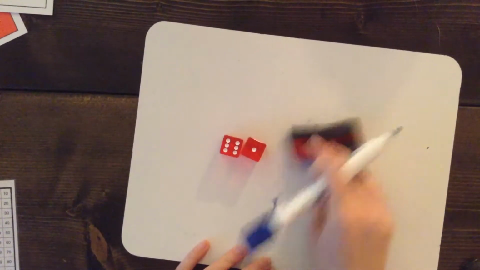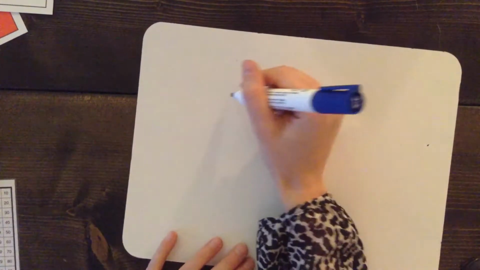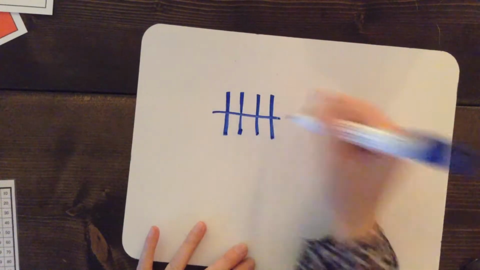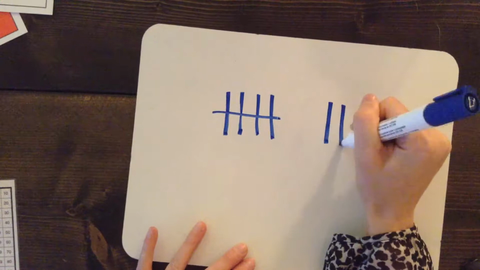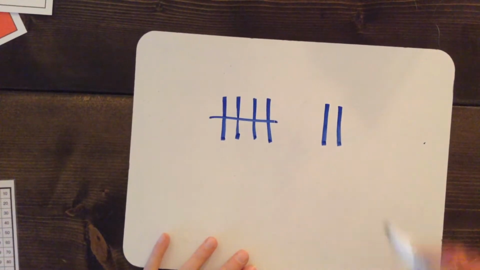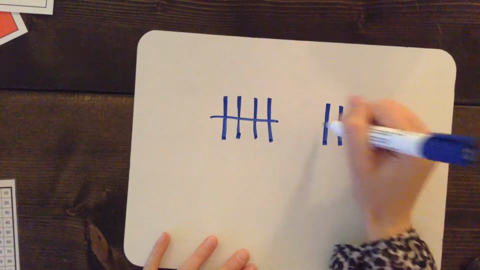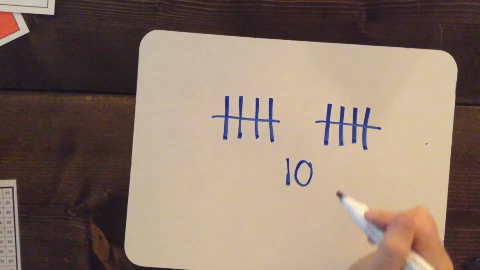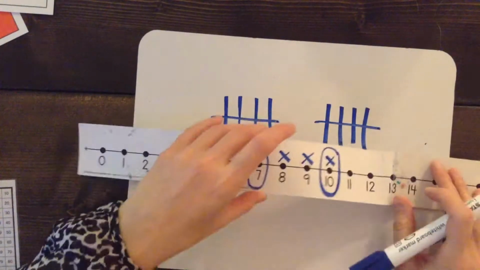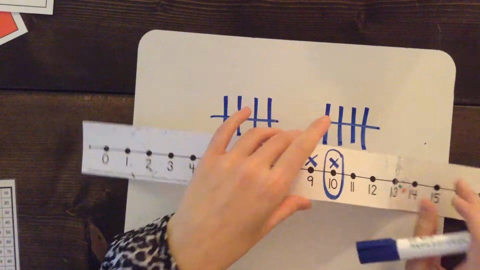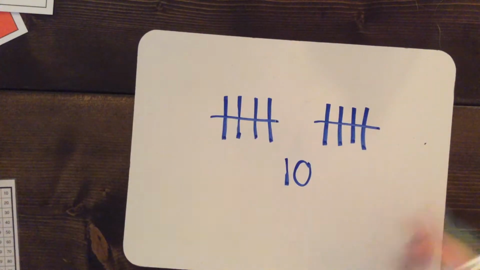We can show this with tally marks as well. Here is how we make 7. 1, 2, 3, 4, 5, 6, 7. That's what 7 looks like. Now it's time to add 3 more. 1, 2, 3. Once again, we've gotten to the number 10. It doesn't matter what tools we use. As long as we start at the number 7 and add 3 more, we will always get to 10, no matter how we're showing it.